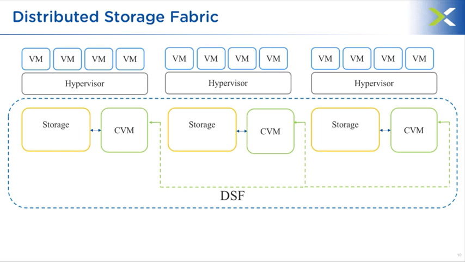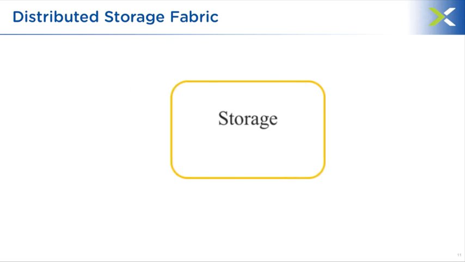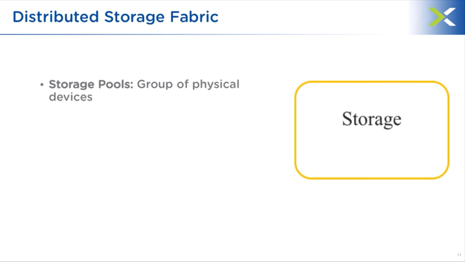So the Nutanix storage fabric aggregates storage through a construct referred to as a storage pool. Storage pools are a group of physical storage devices including PCIe SSD, SSD, and HDD devices across the Nutanix cluster. Storage pools usually span multiple Nutanix nodes and expand as the cluster scales. And in most cases, only a single storage pool is needed.